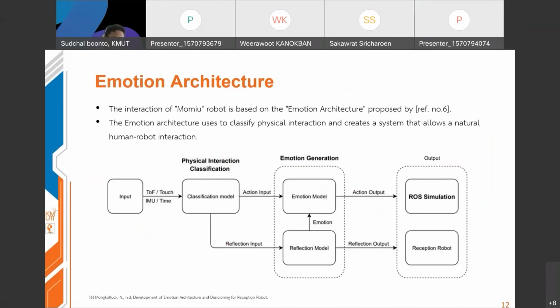The next part is the emotion architecture. The interaction of the Moomin robot is based on the emotion architecture proposed in reference number 6. The emotion architecture is used to classify physical interaction and create a system that allows natural human-robot interaction. The emotion of the reception robot is decided in response to the physical interaction from a user, which is perceived via multiple input sensors. A classification module is used to translate the raw sensor data to the type of physical interaction input from the user, such as hugging or head patting.